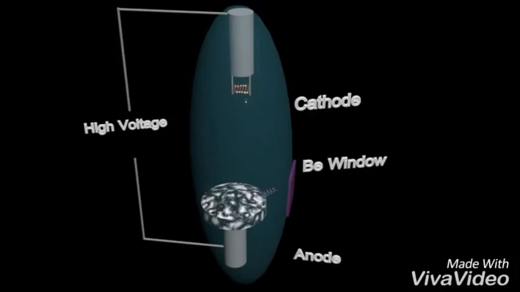Using a rotating anode allows the heat to distribute on a larger surface area, and this allows to generate X-rays with much higher energies and intensities.